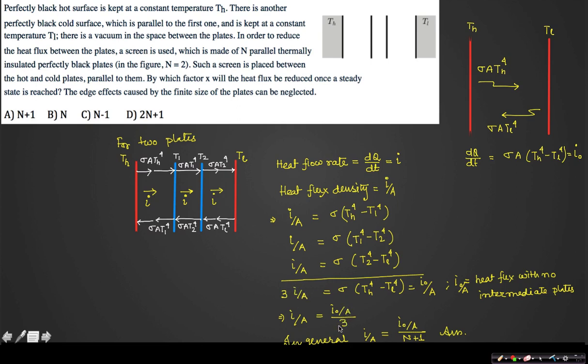That is reduced by 1/3. Right? So see, if I use two plates, then the denominator is 3. If I use n such plates, the denominator will be n plus 1. You can also see that T1, T1 gets cancelled, T2, T2, T3, T3 will get cancelled out like this. It will continue. So the factor by which this heat flux is reduced is n plus 1. So your answer should be option A, n plus 1.